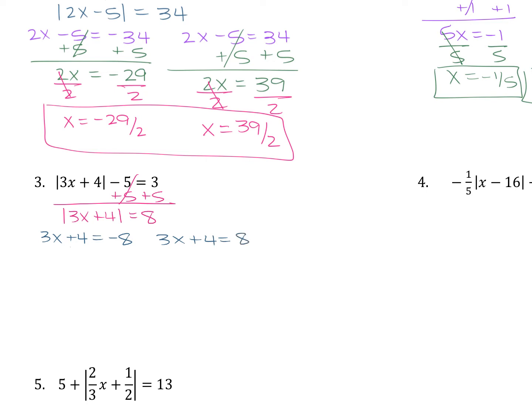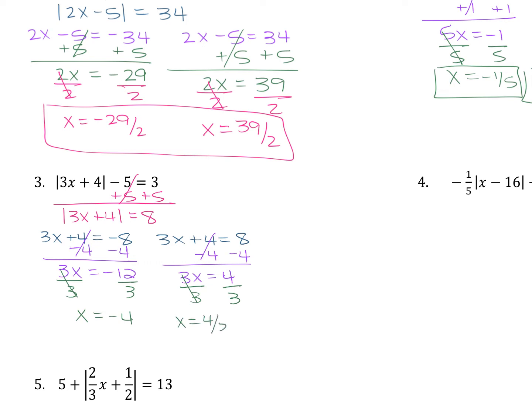We are going to move the 4 over by subtracting it from both sides, and I'm going to work with the one that I have on the left first. So that's going to give me 3x is equal to negative 12. And then we're going to divide each side by the 3 to get that x is equal to negative 4. For the 3x plus 4 is equal to 8, I'm going to subtract the 4 over. That gives us 3x is equal to 4. Then I divide each side by the 3 to get x is equal to 4/3. So I have negative 4 and positive 4/3 for my answers.